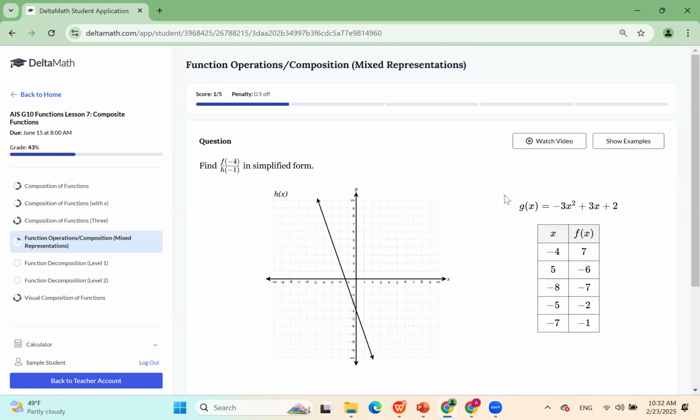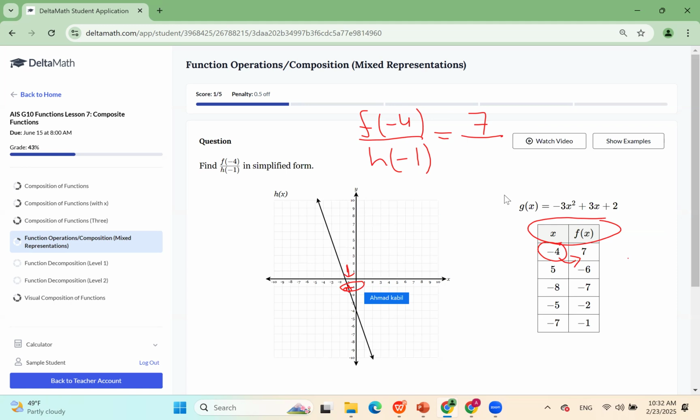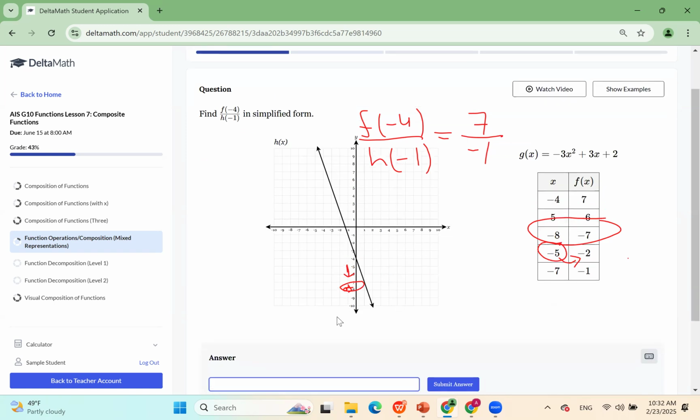Here we have f of -4 over h of -1. So for f of -4, we go to the f graph, or the f table, I mean, and we check what happens when x is -4. So this gives us an output of +7. So this is equal to 7 on top. And then h of -1, this gives us this point here, which corresponds to -1 on the y-axis. So here h of -1 is -1. So 7 over -1 gives us the final answer of -7.